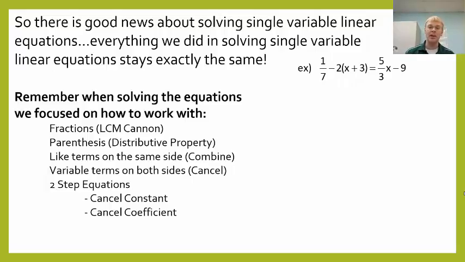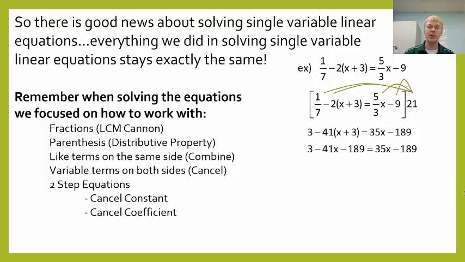If any of these steps do not seem familiar or confusing to you, you need to get some help so you can catch up on these. First thing we have to do is get rid of the fractions. So we're going to take the least common multiple and multiply every term by 21, except for what's in the parentheses. Then I'm going to distribute the negative 41 to get rid of the parentheses. Then I'm going to combine my like terms, the 3 and the negative 189 on the left-hand side. Then I'm going to get my variable terms on both sides on the same side, by adding 41x to both sides. And then it's a two-step equation, cancel the constant, cancel the coefficient.